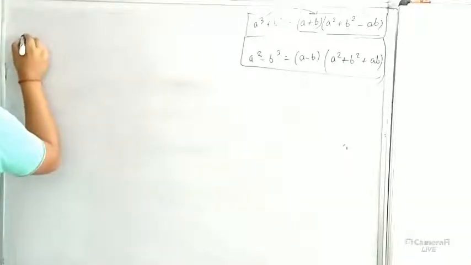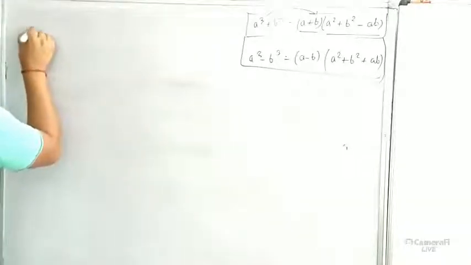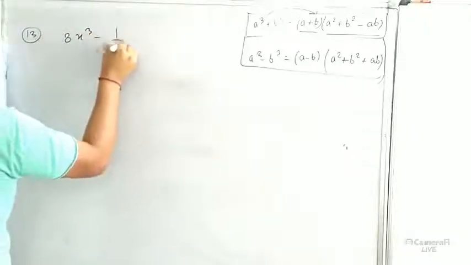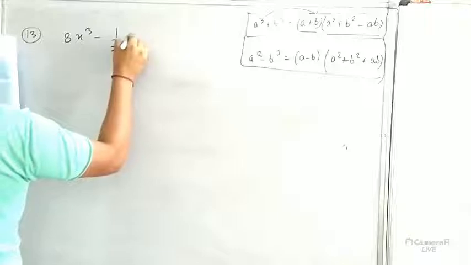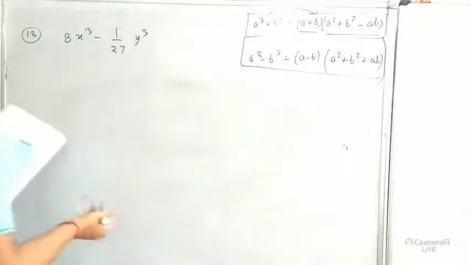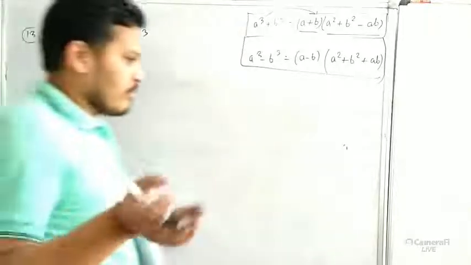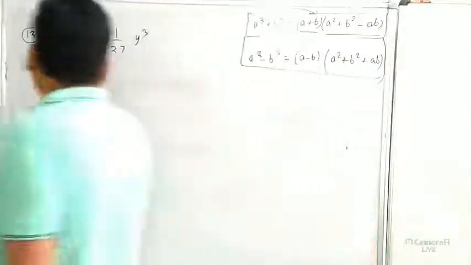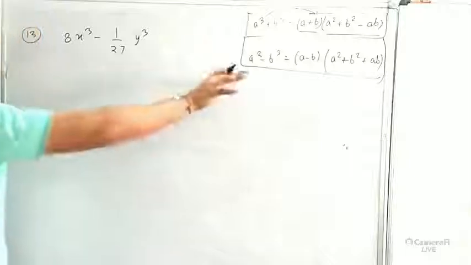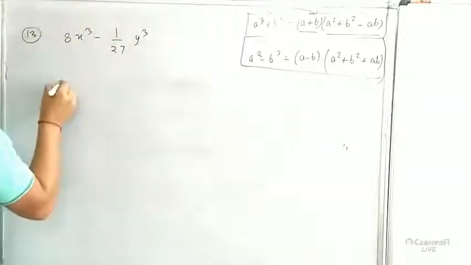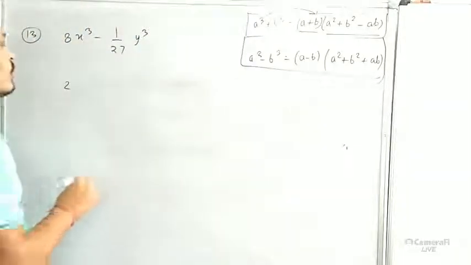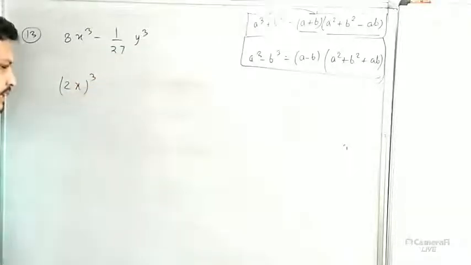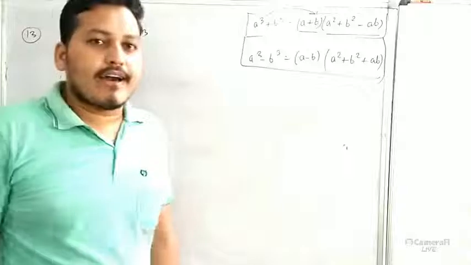Next, 13 is 8x cube minus 1 by 27 y cube. No problem. First of all, find the cube root. If any number is common, nothing is common here, so find the cube root. What is the cube root of 8? It is 2. What is the cube root of x cube? It is x, and whole to the power 3, so it becomes its original form.